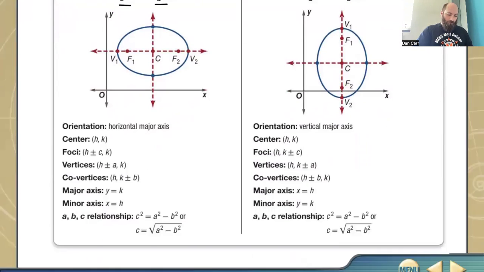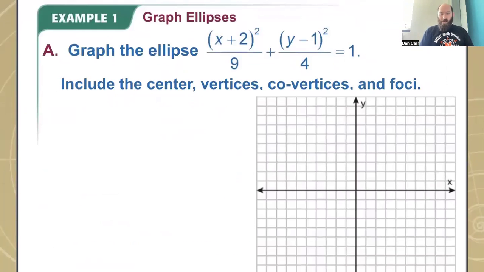Okay, so let's take a look at graphing now. So for our graphing purposes, first thing to notice is that since I have 9 underneath my x squared compared to a 4, 9 is bigger than that. So that means because of this section, it's going to stretch horizontally. Okay, so we need to graph this.